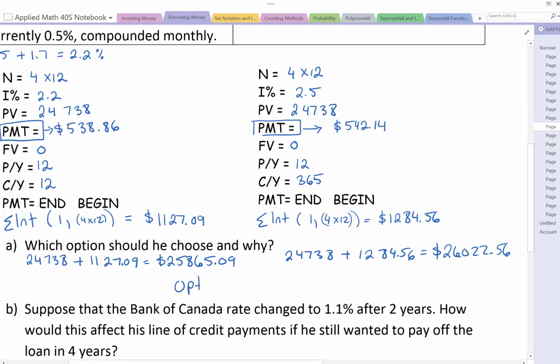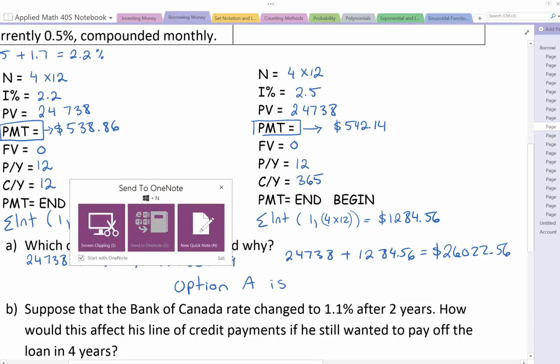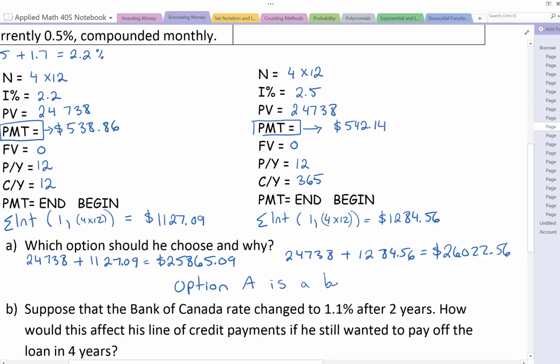So option A is less expensive. Or you could say is a better deal, if you would rather write that. And the math here shows why.